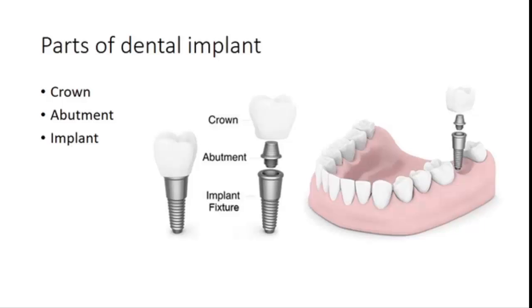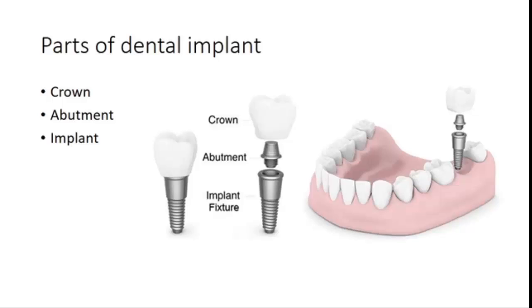Now, before we go into the indication, contraindication of implants, I'll just give you a brief rundown on the parts of the implants. So if you see the diagram there, there are three basic components. That is the implant, which is fixed into the bone. Over and above that, that's an abutment. And above that, the crown comes in. These are the basic three components you should remember.